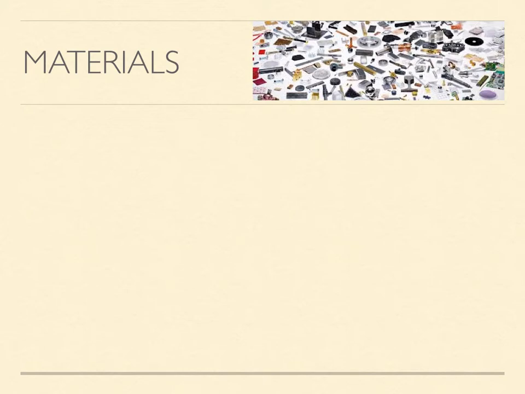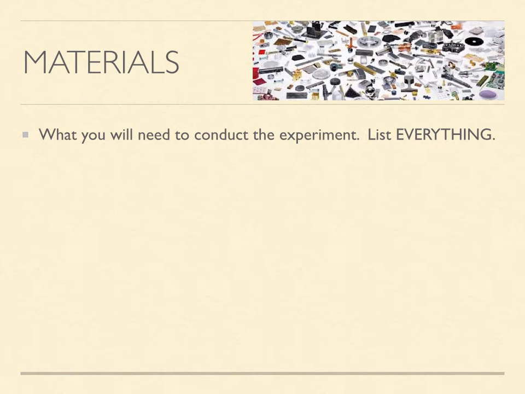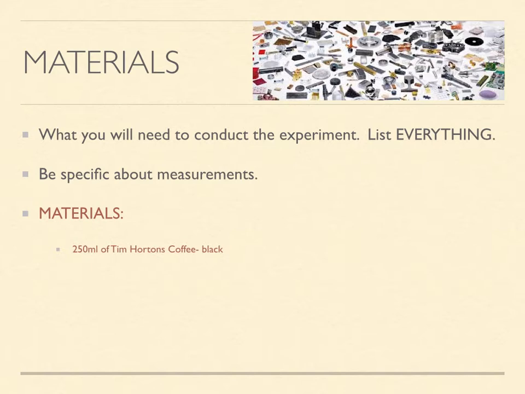And so we need to start off by listing the materials that we will require. This should be extremely specific again. We're going to list everything. And we're going to be specific about the measurements, how much of each material. In my mock experiment, my material section might be 250 milliliters of Tim Hortons coffee, black, so the sugar can't affect the solution. But that would mean that I'll have to have the same amount of Red Bull and the same amount of tea. Notice I've identified the brand, how long to steep it for, and again that it's black.